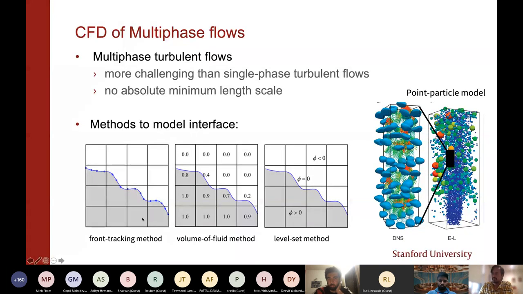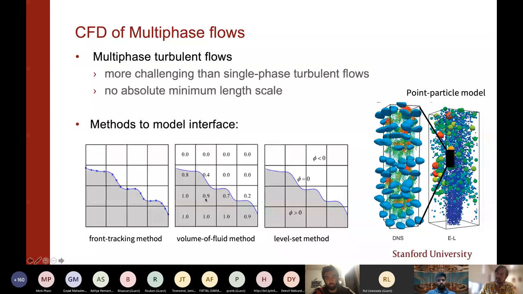These are some of the popular methods to model the interface between two fluids. You're representing the two fluids by gray and white. Front tracking is where you add particles on the interface and advect these particles, and that's how you keep track of where the interface is. Volume of fluid is where you determine how much fluid is present within each grid cell.